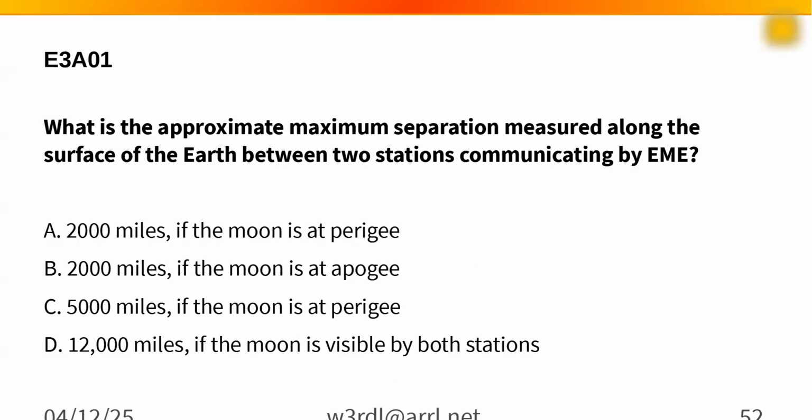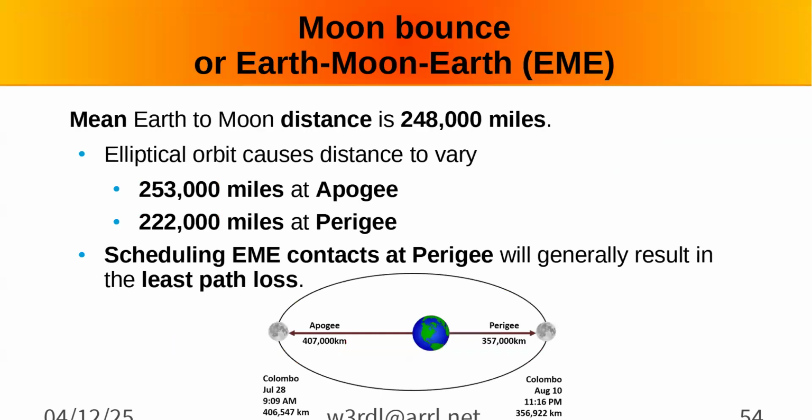So what's the approximate maximum separation distance measured along the surface of the Earth between two stations communicating by EME? It's good old Delta again. Okay, the average or mean moon distance is 248,000 miles. It's an elliptical orbit.